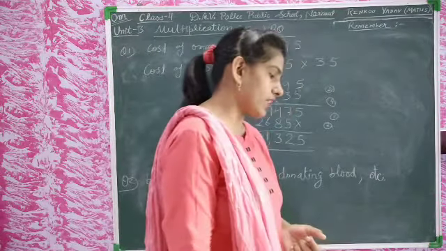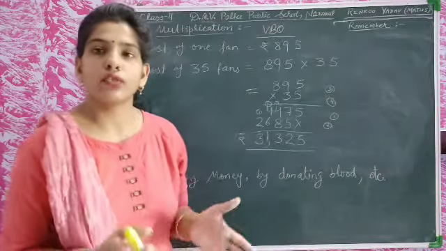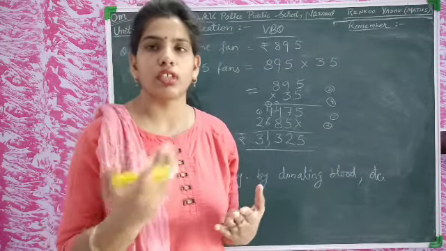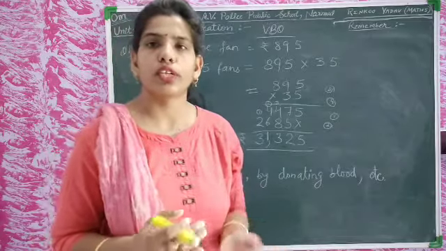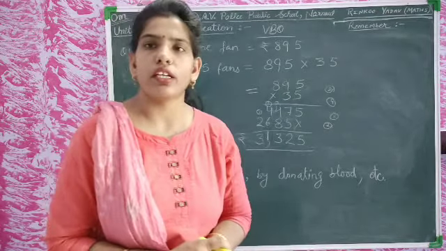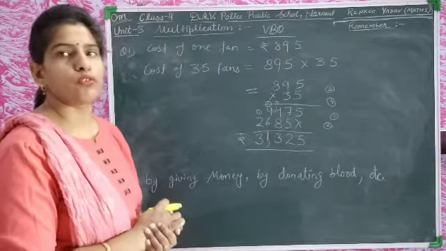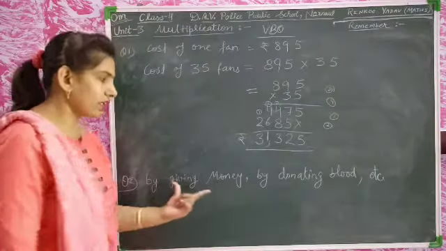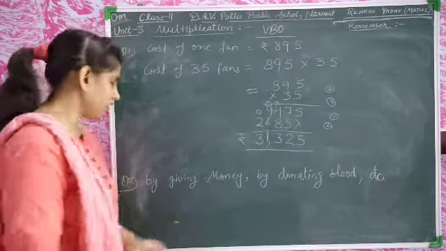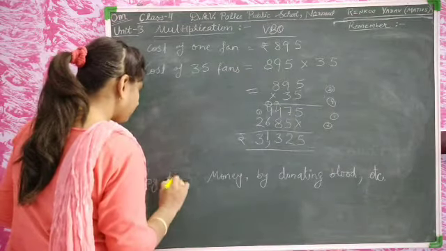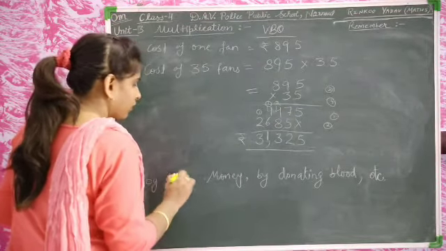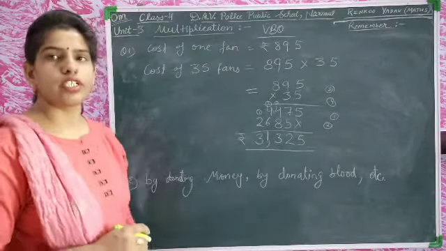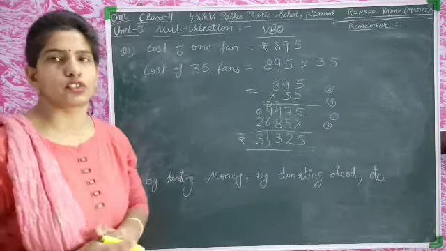Now there is question number 2: in what other ways can you help a charitable hospital? You gave 35 fans because they needed fans, as the fans were not working there. But in what other ways can you help these people in this type of charitable trust? By donating money, by donating blood, etc. You can donate something that the hospital needs.